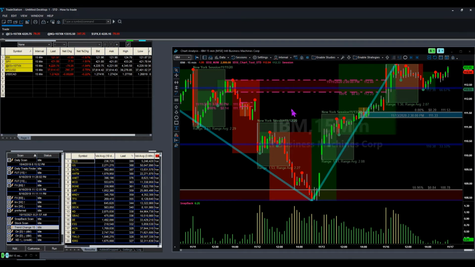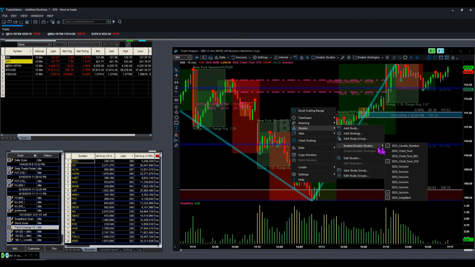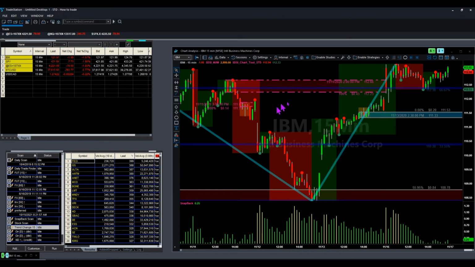And then that will allow you to declutter your charts if you don't need that to be seen for that specific asset. And if you notice with the IBM, because that is a stock, you only saw the New York session. You did not see the London session. So that will make a difference in your charts as well.